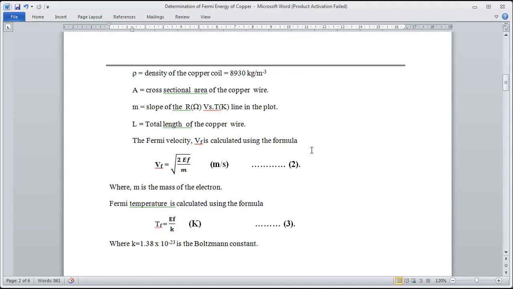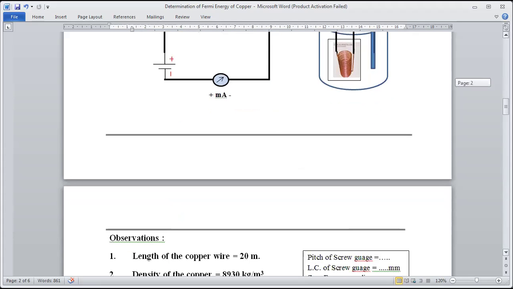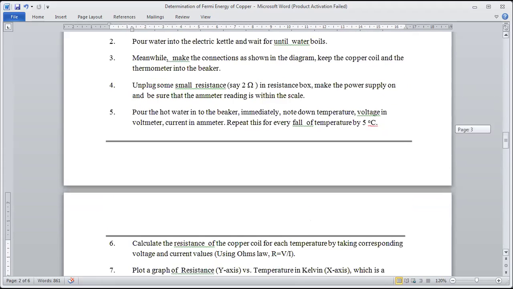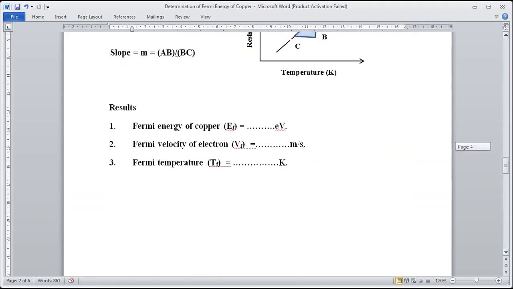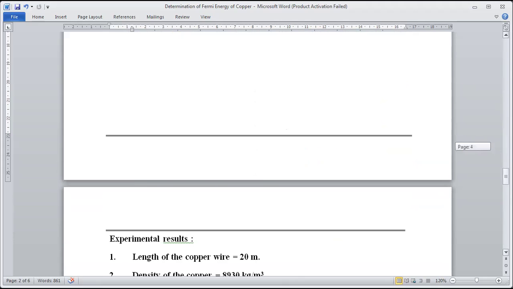Then once you have the Fermi energy, you calculate the Fermi velocity. And this m is not the slope; this is the mass of the electron. Be careful. And then calculate the Fermi temperature as EF by K. So these are the three formulas you should use to calculate the parameters of the copper. And we have done it.